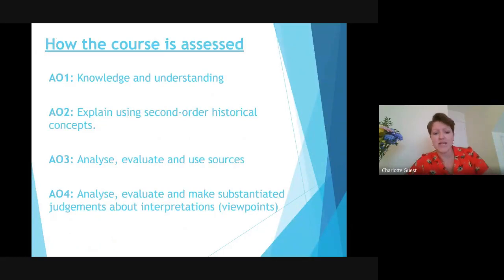And there are four assessment objectives. The first one is knowledge and understanding. The second is to explain using second order historical concepts such as change and continuity and similarity and difference. The third is the ability to analyse, evaluate and use sources. And the fourth is to analyse, evaluate and make substantiated judgments about interpretations, viewpoints, people's versions of the past.